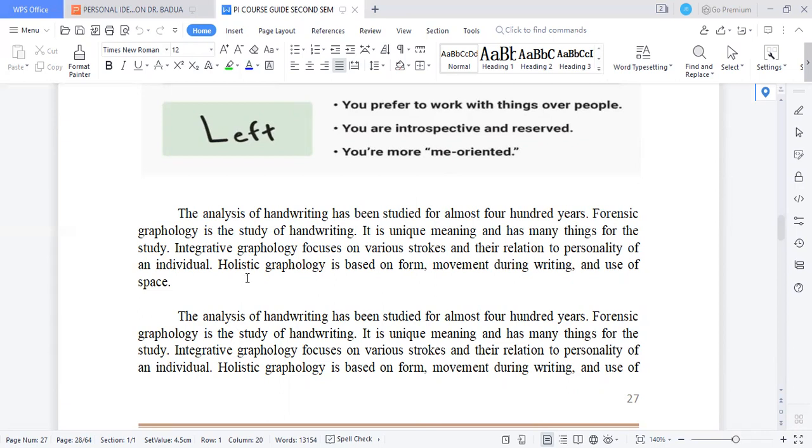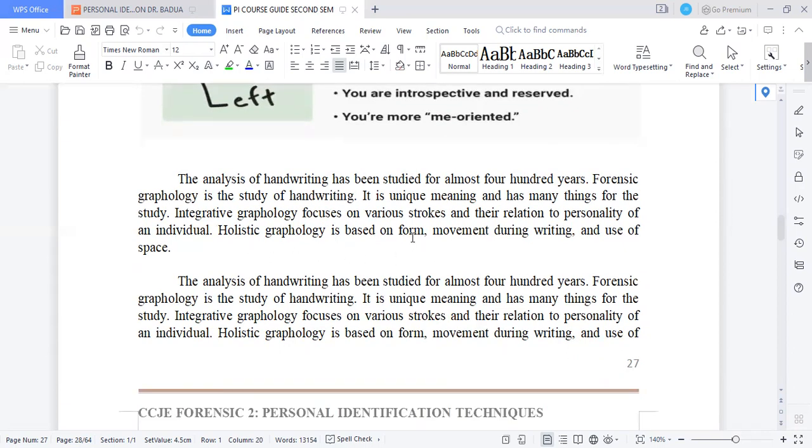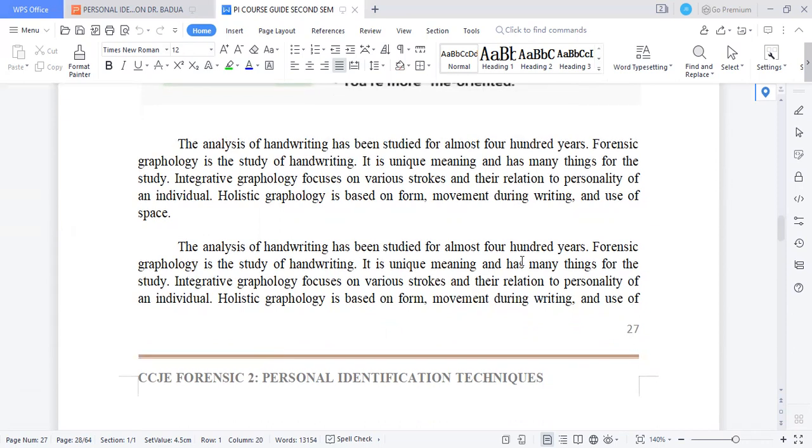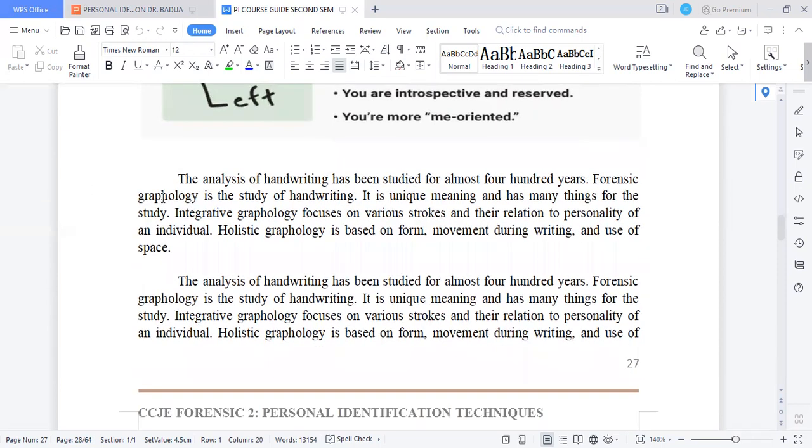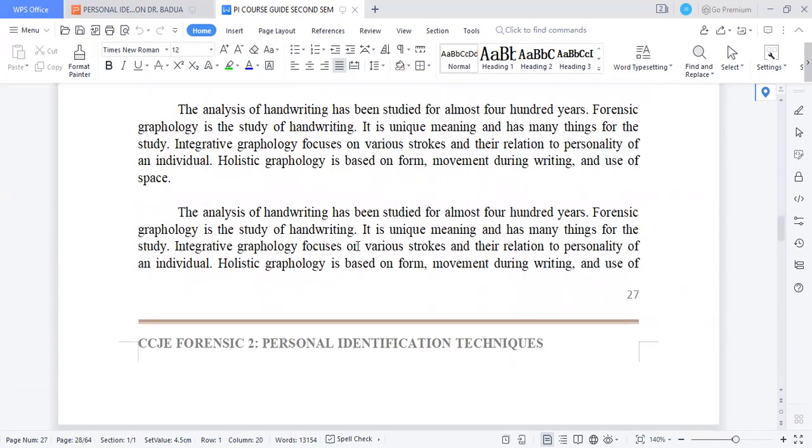Aside from forensic graphology, we also have the so-called holistic graphology. It is based on form, movement during writing, and the use of space. Anyway, regarding this particular topic, this would also be part of your course in questioned documents. It is more on questioned documents, but this will be fully discussed. The analysis of handwriting has been studied for almost 400 years. Try to imagine that. And up to now, it is still being utilized.